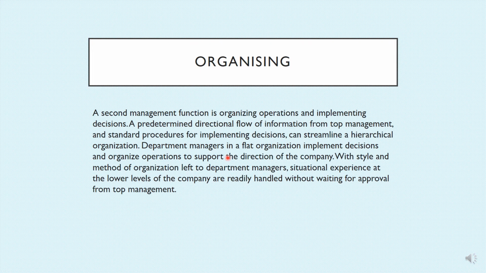Now, department managers in a flat organization implement decisions and organize operations to support the direction of the company. With style and method of organizing left to the department manager, situational experience at the lower levels of the company are readily handled without waiting for approval from the top management. So there is a sense of some authority responsibility relationship, which we would be discussing in the following slides.